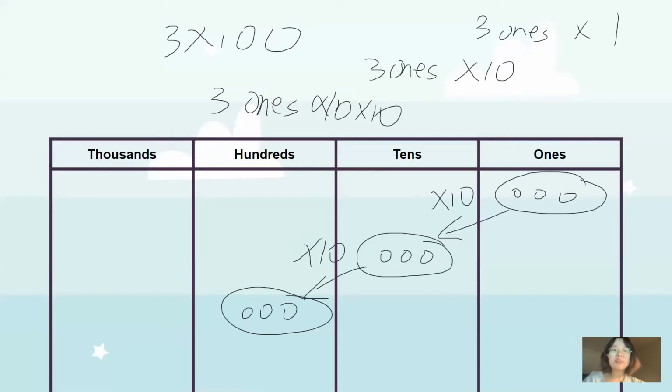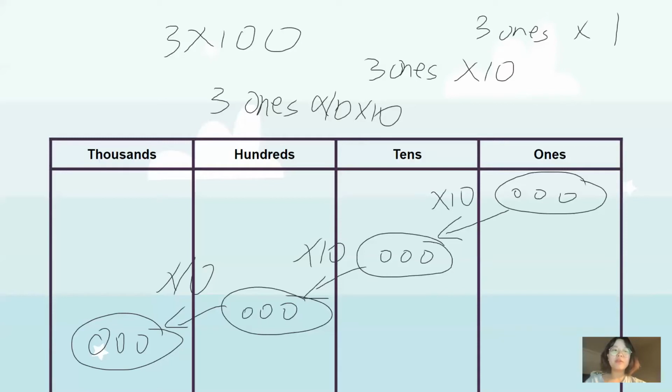So how can we solve 3 times 1000? We show 3 ones times 10 to get 3 tens, then times 10 again to get 300, and times 10 again to show 3000. Same as what we were doing. So I draw an arrow representing times 1000 from 3 ones to the 1000 column.